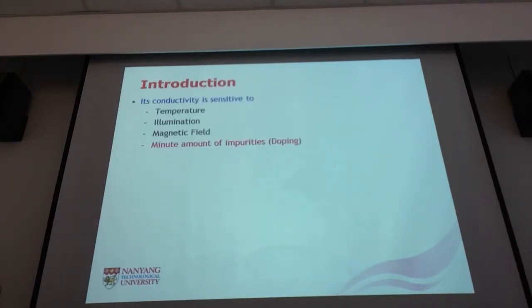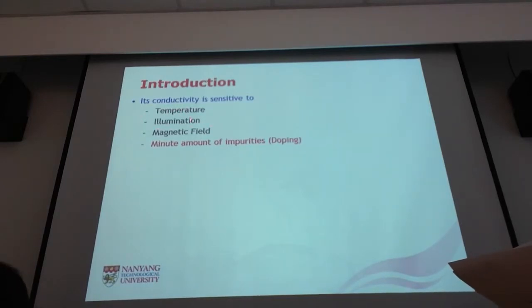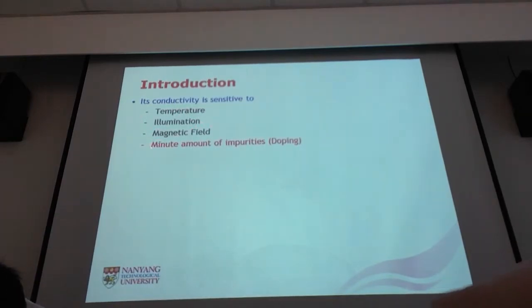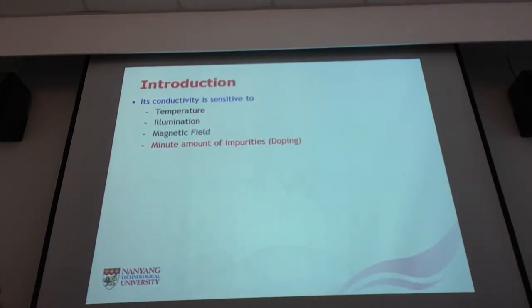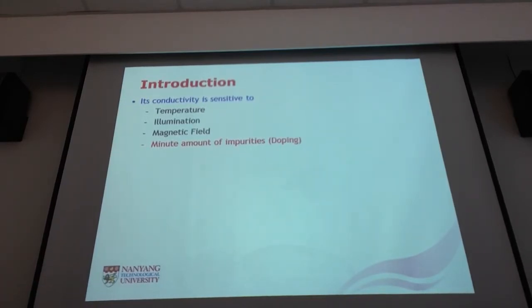The conductivity of this material is sensitive to a few factors. First, temperature, then illumination, magnetic field, and last but not least, the amount of impurities. However, in electronic applications, the temperature, illumination, and magnetic field are kind of constant. We're not supposed to change them. So the only way that we can tune the conductivity of this material is by tuning the amount of impurities. This technology we call doping.